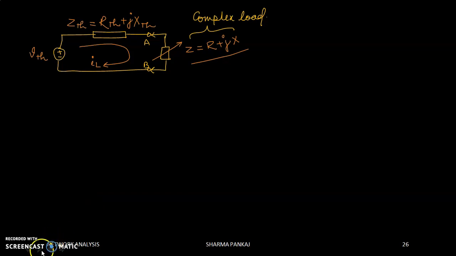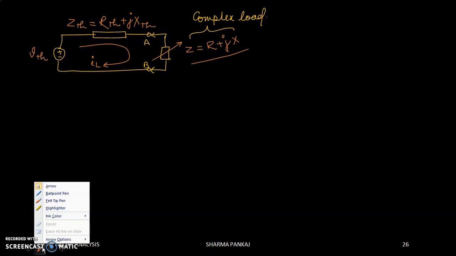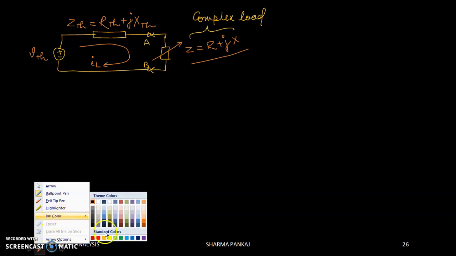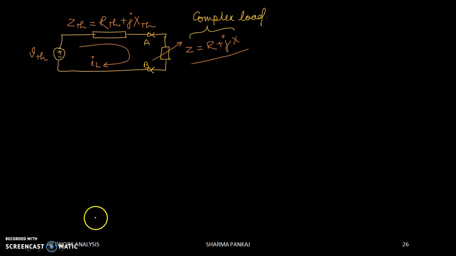The next case, which is case number 2, is when the load is complex. In case number 1 we have seen that the load was purely resistive, and in case number 2 we are going to deal with when the load is complex. We are going to calculate the value of load for which the power transfer from source to load would be maximum. This is case number 2, when it is complex load.